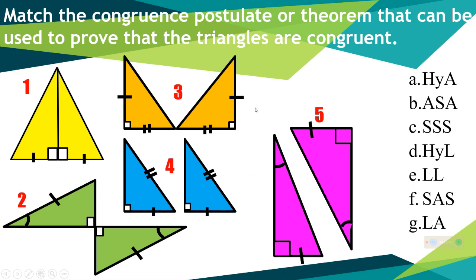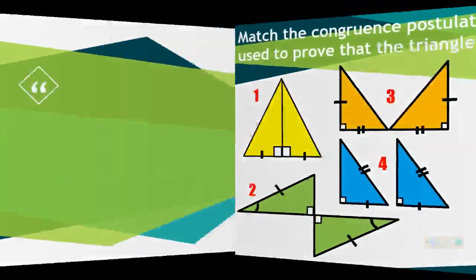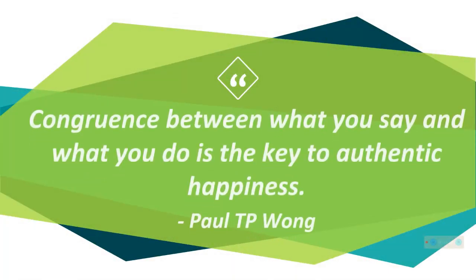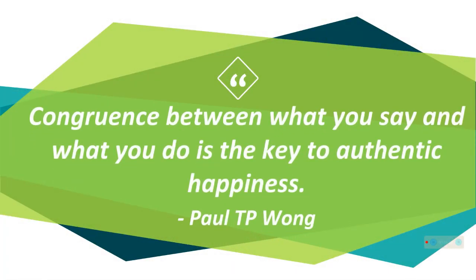Okay, so I hope you understood our discussion. I will leave you this quotation: Congruence between what you say and what you do is the key to authentic happiness, by Paul T.P. Wong.